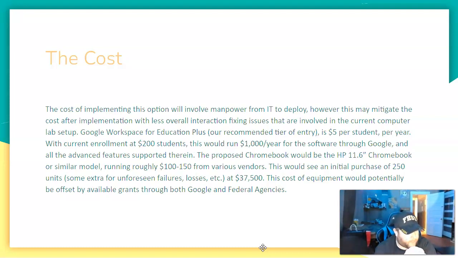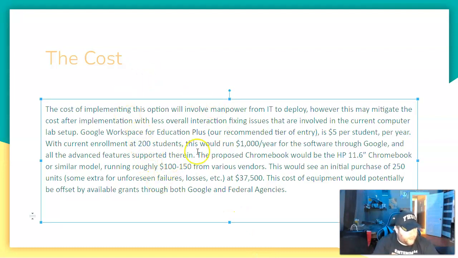Google Workspace for Education Plus, which is what we recommend for that tier of entry. It provides every service and every option available. It's $5 per student per year. Now, with our current enrollment being 200 students for the 10 through 12 area, at $5 per student, that's going to run us about $1,000 a year, which honestly is a kick in the bucket with our budget as it is.